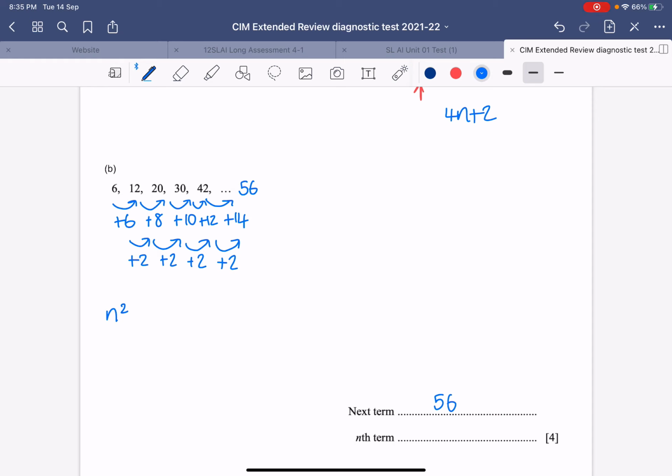So let's find what the formula for n squared would be for the first term, second term, third term, fourth term, and so on. So 1 squared is 1, 2 squared is 4, 3 squared is 9, 4 squared is 16. Now what we should have had was our original sequence here. So we should have had 6, 12, 20 and 30.